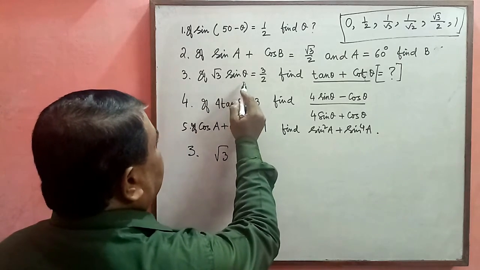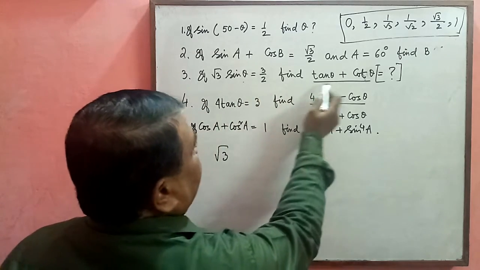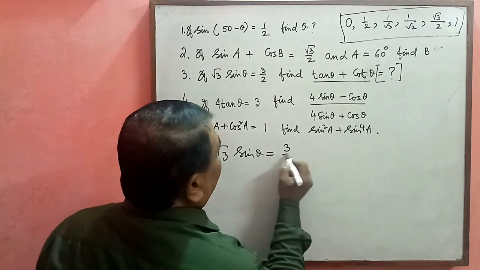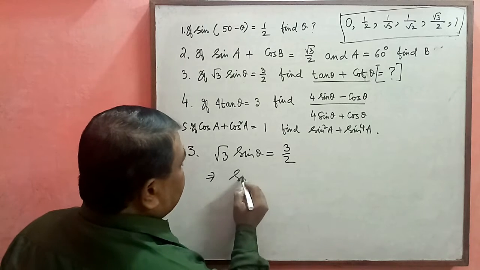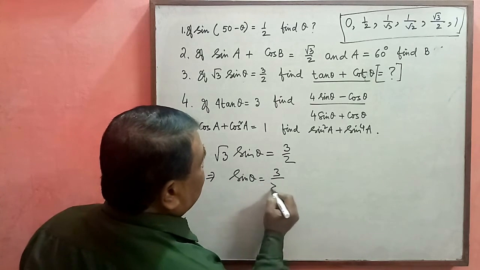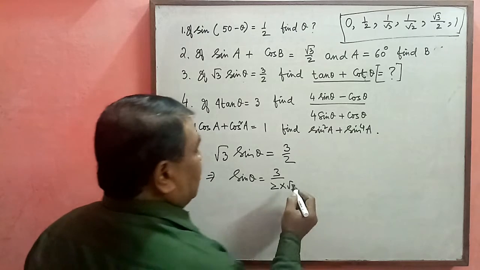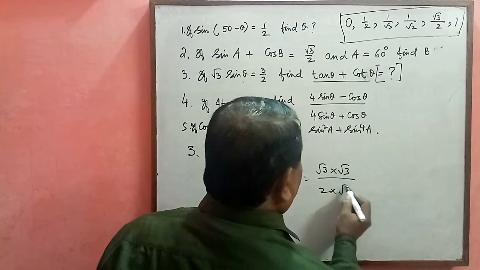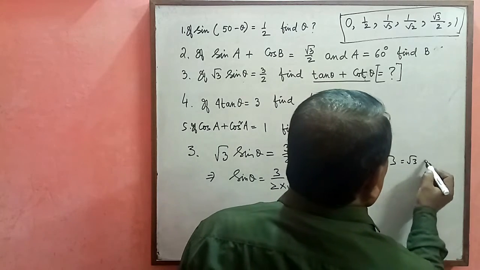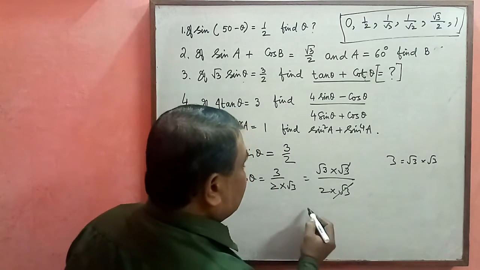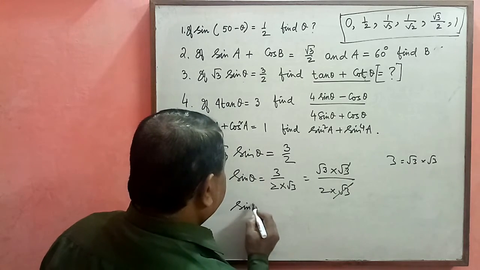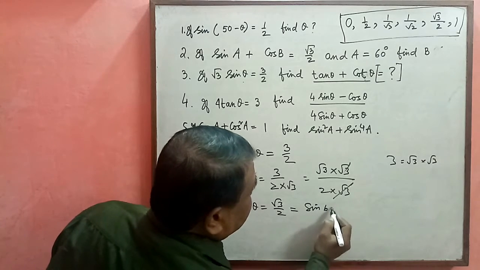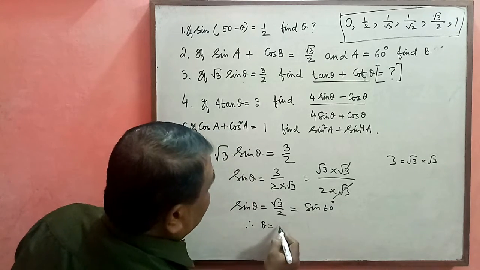Now, if root 3 sin theta is equal to 3 upon 2, find tan theta plus cot theta. So, root 3 sin theta is equal to 3 upon 2. Sin theta is equal to 3 upon 2 into root 3. Definitely, 3 is root 3 into root 3, so 2 into root 3 below. This root 3 is cut. So sin theta is equal to root 3 upon 2. This is nothing but sine 60 degree. Therefore, theta is equal to 60 degree.